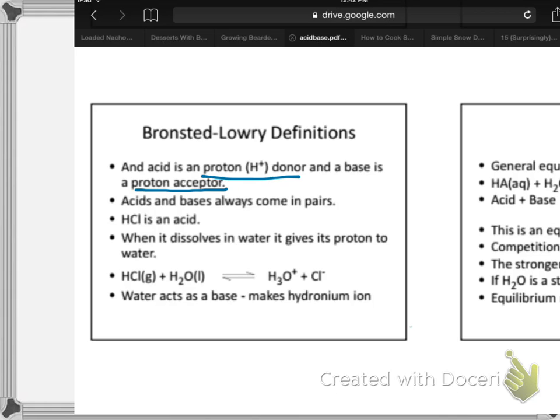So an acid is a proton donor and a base is a proton acceptor, and they always are going to come in pairs. We'll talk about the product side of the reaction here in a second. So hydrochloric acid is an acid, obviously. When it dissolves in water, it gives its proton to water. Remember that we need to look at H+. Hydrogen ions are going to be very, very similar to hydronium ions.